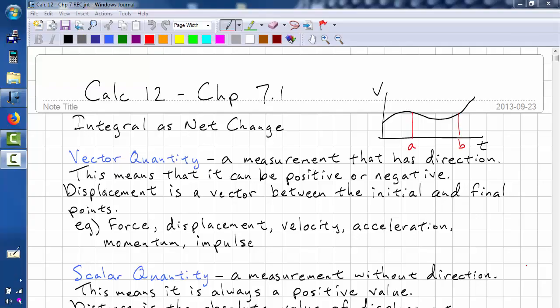Hi, this is Calculus 12, Chapter 7.1. We're going to look at integral as a net change. This is already something you know, but we're just learning it more formally. So, if we do the definite integral from a to b, then we can look at this as being the net change.